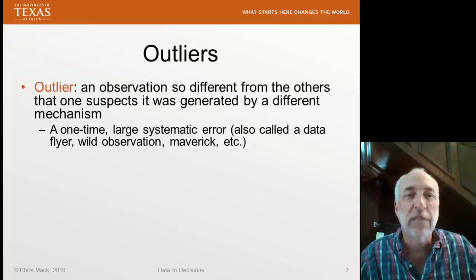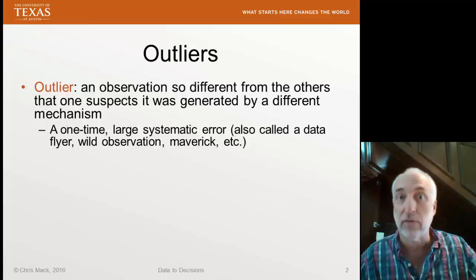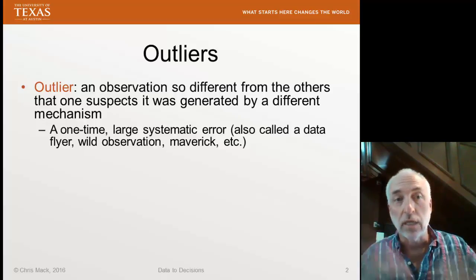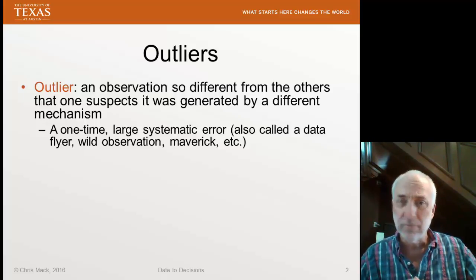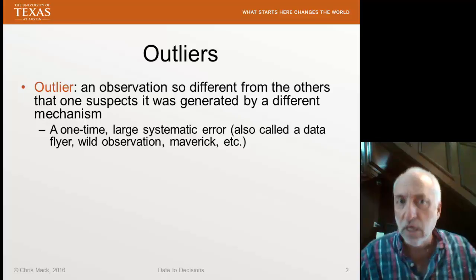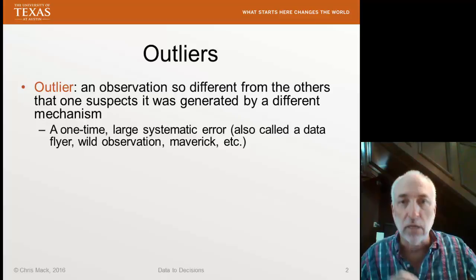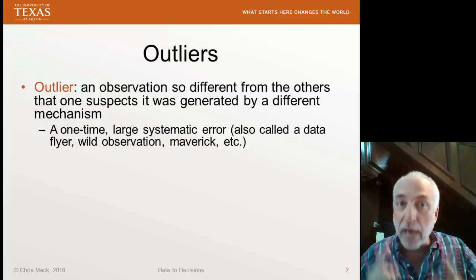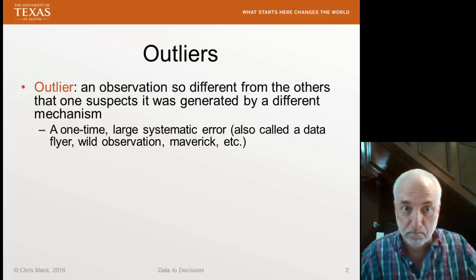There's lots of different definitions that people use for outliers, and sometimes I think the definitions get the concept of outliers wrong. Some people will say the definition of an outlier is an observation that is different from the others. Well, that's not really good enough. Really what we mean by an outlier is we observe something, measure something that is so different than what we expected that we suspect that a different mechanism was at work in creating that data point.